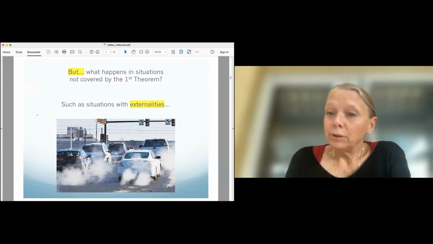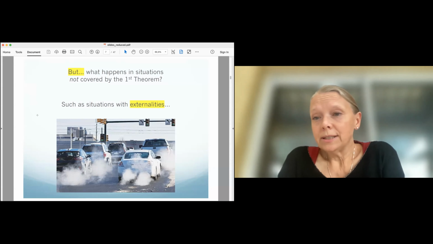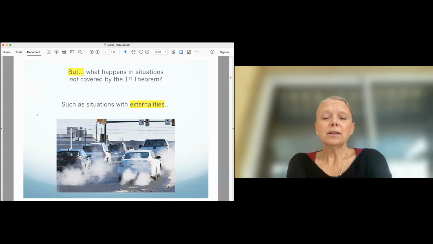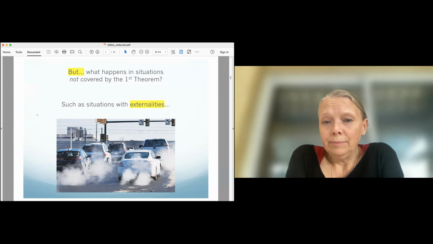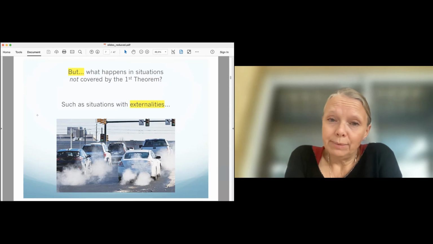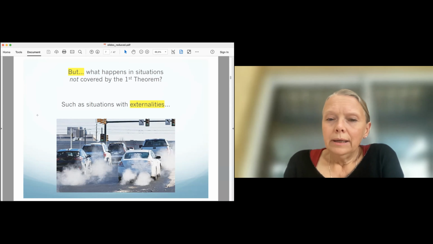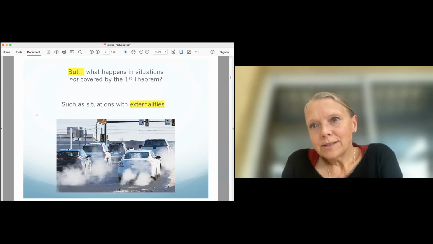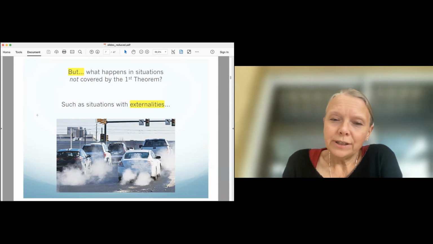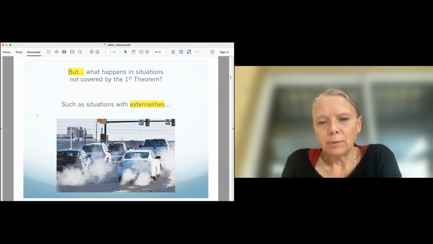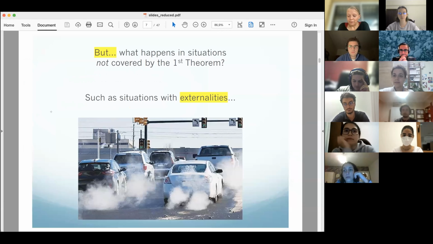What happens then? We know that in the presence of either negative or positive externalities, market equilibria are typically inefficient. If there are negative externalities, such as in the pollution example, there is too much of the bad. If there are positive externalities, such as vaccines, there tends to be too little of the good being traded.